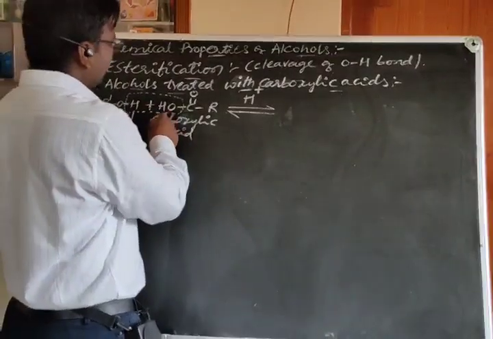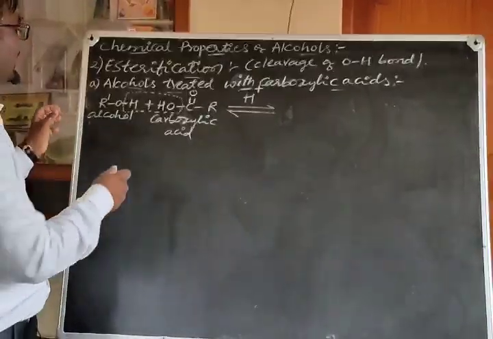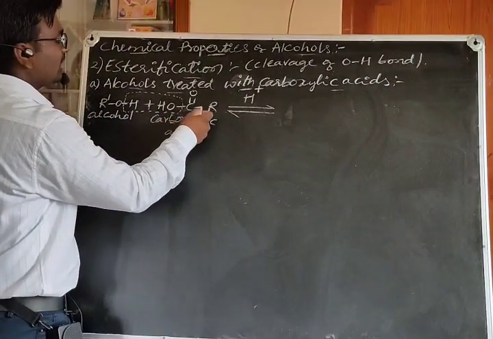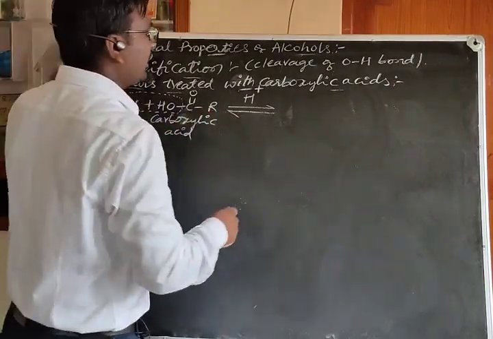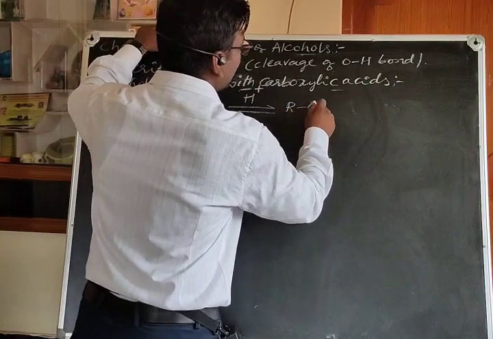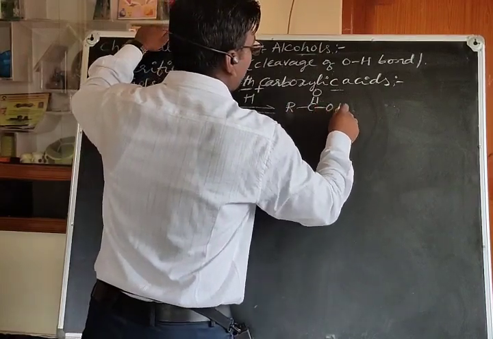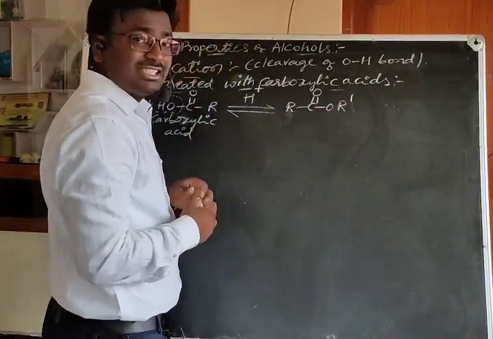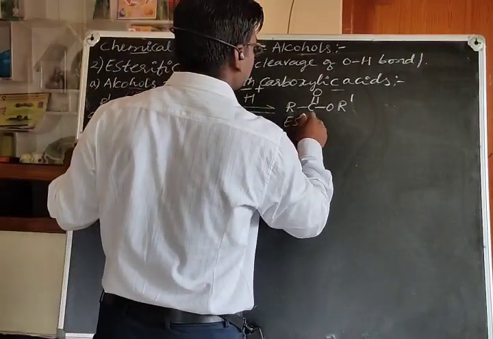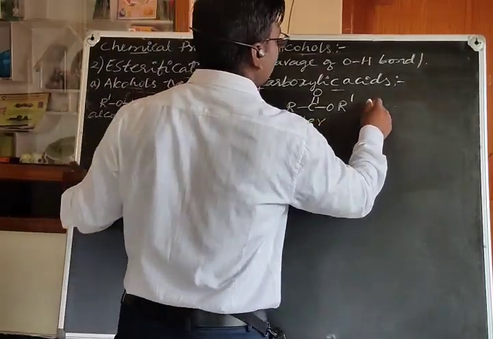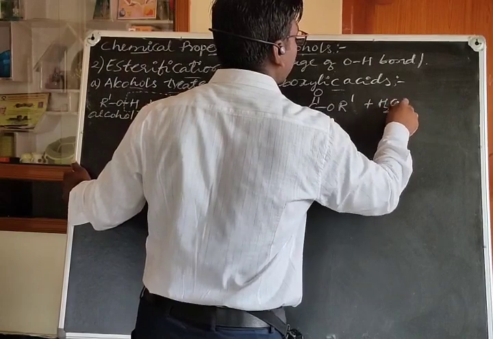What is coming out? H2O is coming out as a byproduct, and here you are going to see RCOOR dash as the product. RCO double bond OR dash. This is called an ester. The byproduct is H2O.